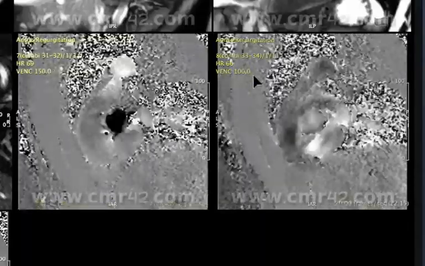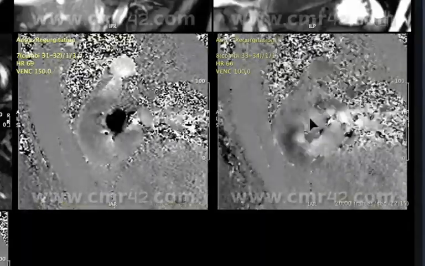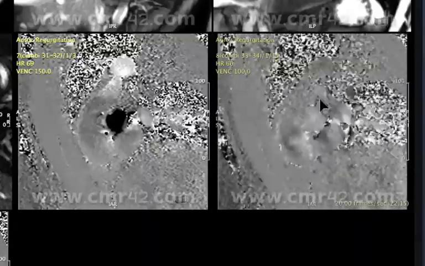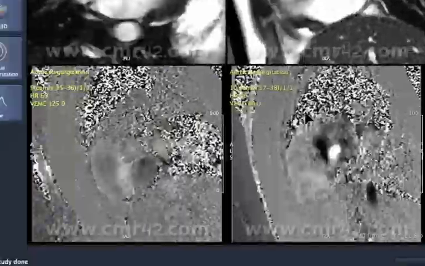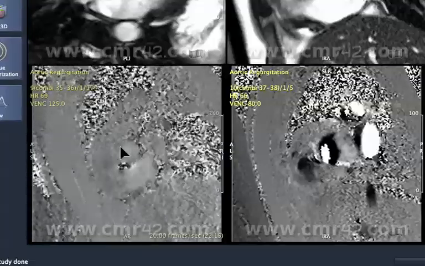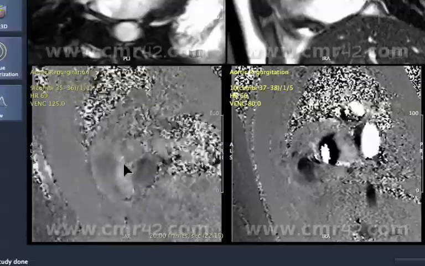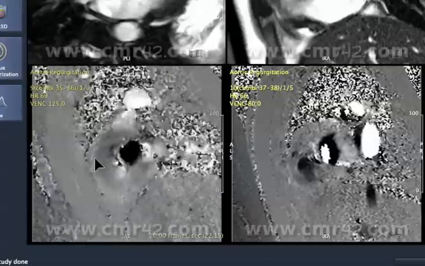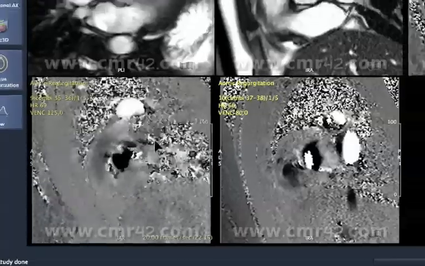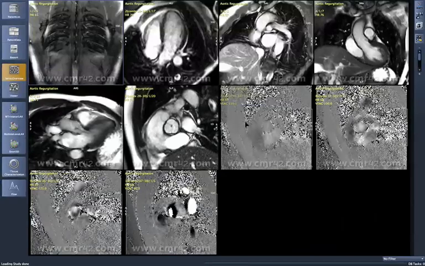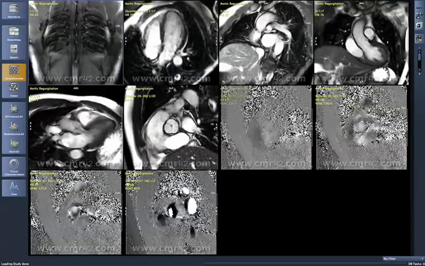In this study, it's 100 centimeters per second, and you see some typical aliasing in the systole, so this VENC is a little bit too low. And then just to double check that the 150 is not too high, this is a VENC of 125 centimeters, and you clearly see there's still aliasing, so we will need the 150 for our flow evaluation.